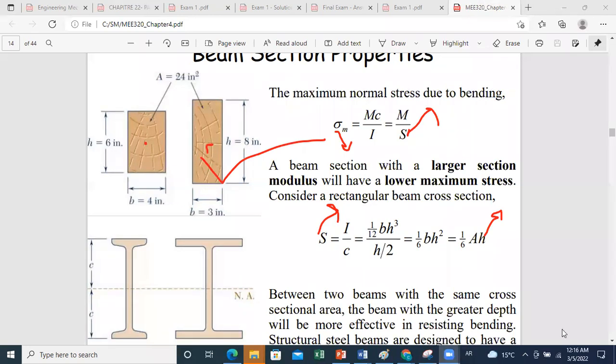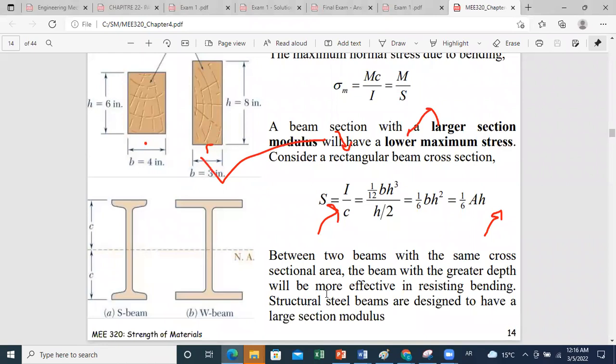So between two beams with the same cross-sectional area, the beam with the greater depth will be more effective in resisting bending. Structural steel beams are designed to have a large section modulus in order to reduce the maximum normal stress.